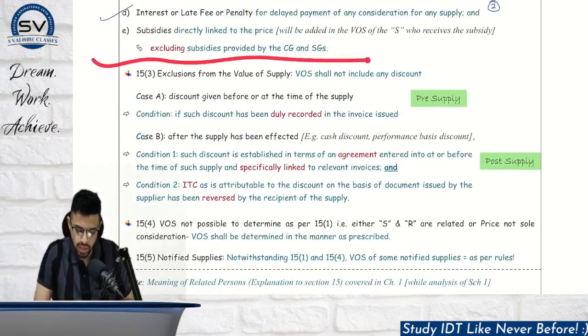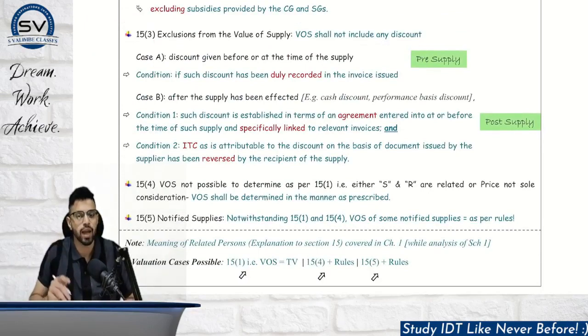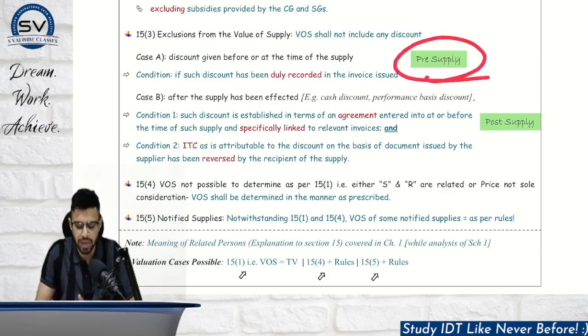Next, so 15.2 is clear. 15.3, exclusions from the value of supply. Value of supply will not include any kind of discount. Now with respect to discount, we have to cover clause number A and clause number B. First, discount given before or at the time of supply. This is a simple plain clear case of kind of a trade discount. So trade discount or any other discount which is recorded in the invoice. So this is a pre-supply discount.